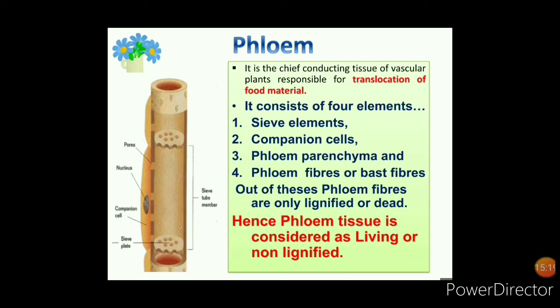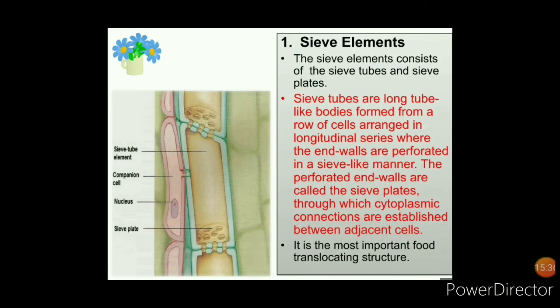Out of these four, phloem fibers are the only lignified or dead, and the remaining three are living or non-lignified. Hence, phloem tissue is considered a living or non-lignified complex tissue. In that, the first component is the sieve element. The sieve elements consist of the sieve tube and sieve plates.